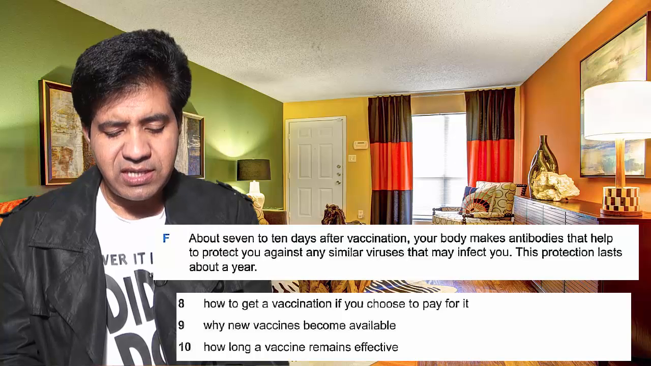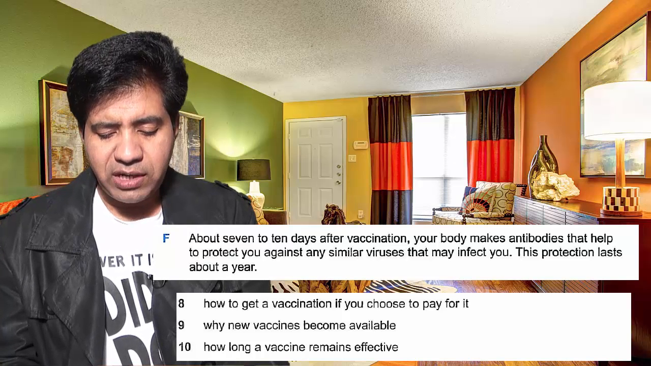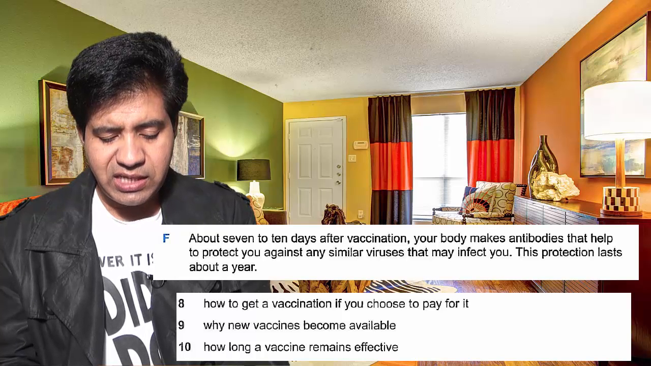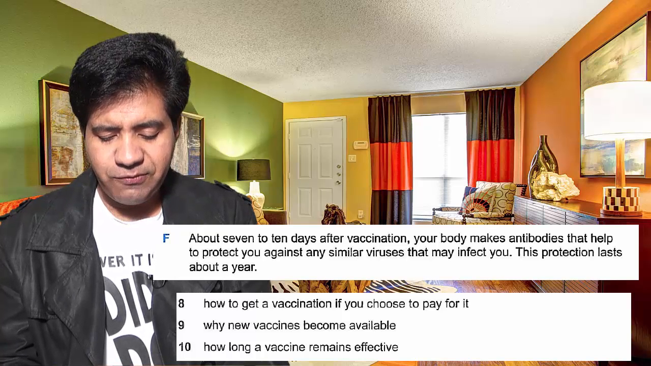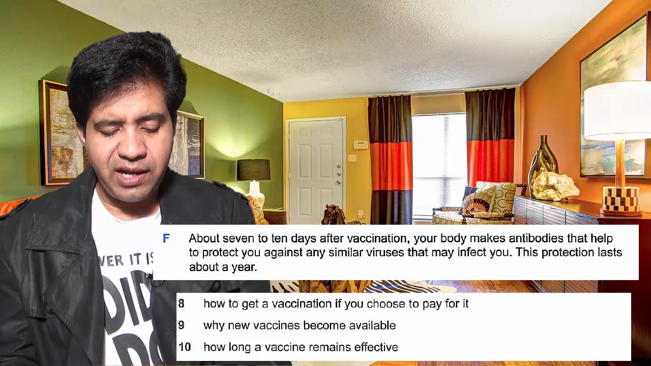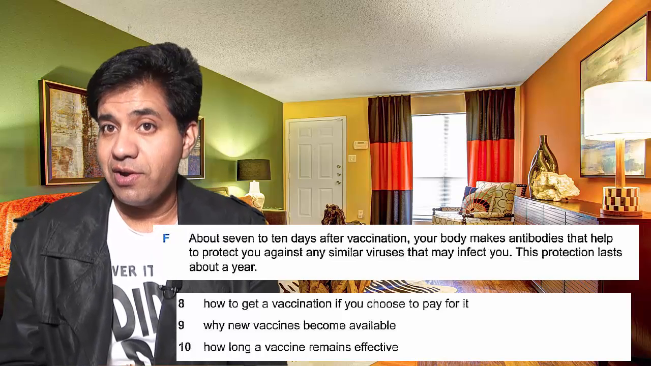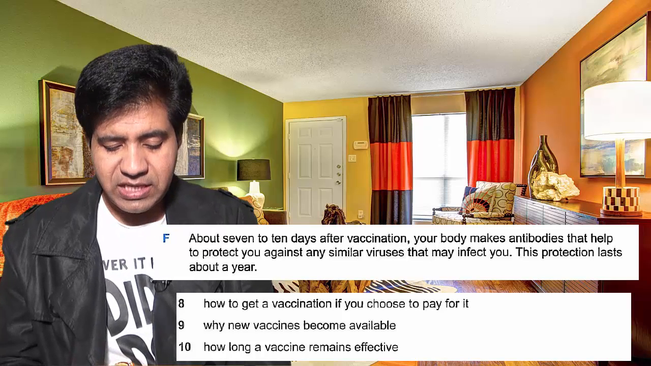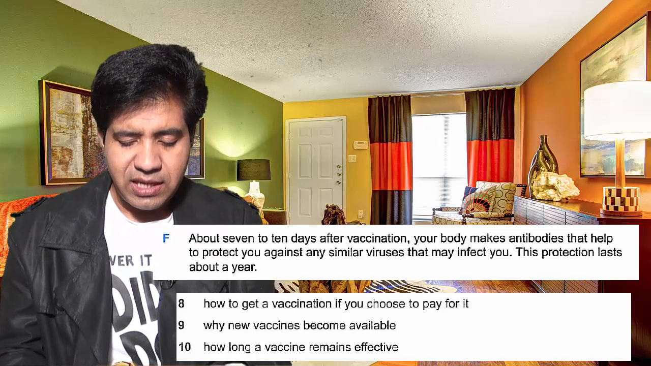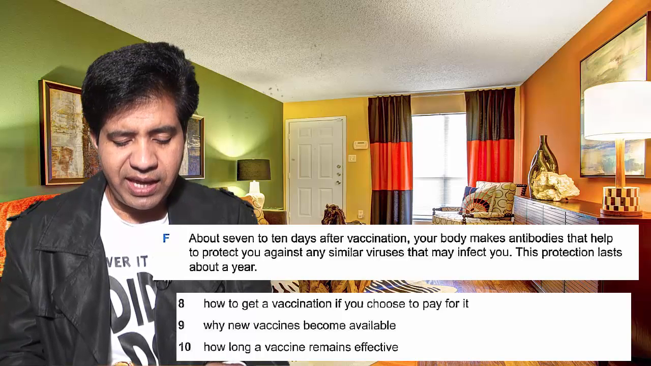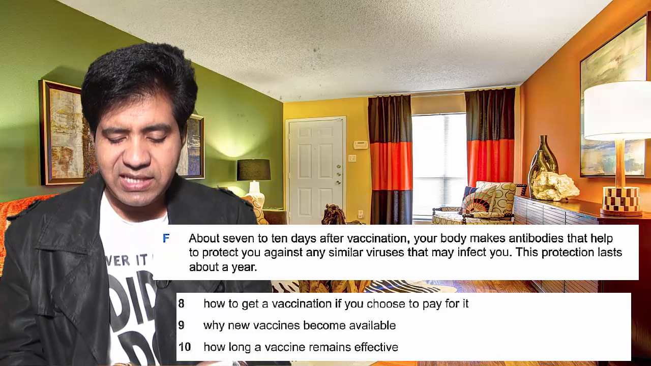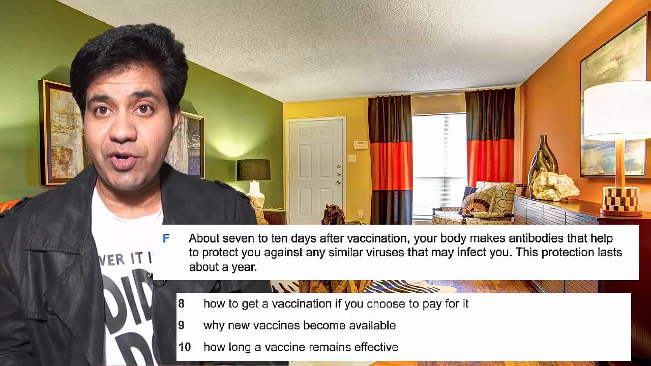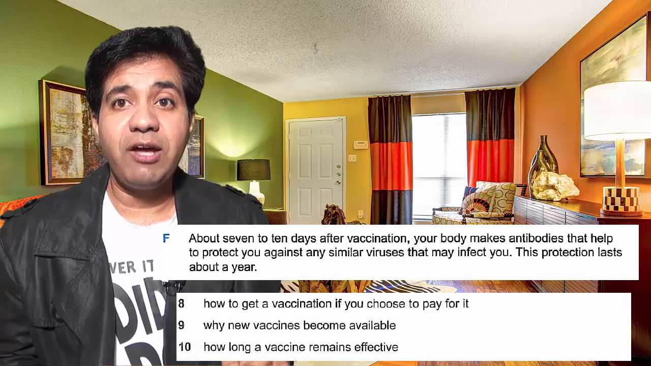About 7 to 10 days after vaccination, your body makes antibodies that help to protect you against any similar viruses that may infect you. This protection lasts about a year. This protection, this is a referencing word. It's giving a reference back to the antibodies that help to protect you against any similar viruses. So that actually lasts, or this protection lasts about a year. So the answer is going to be paragraph F.